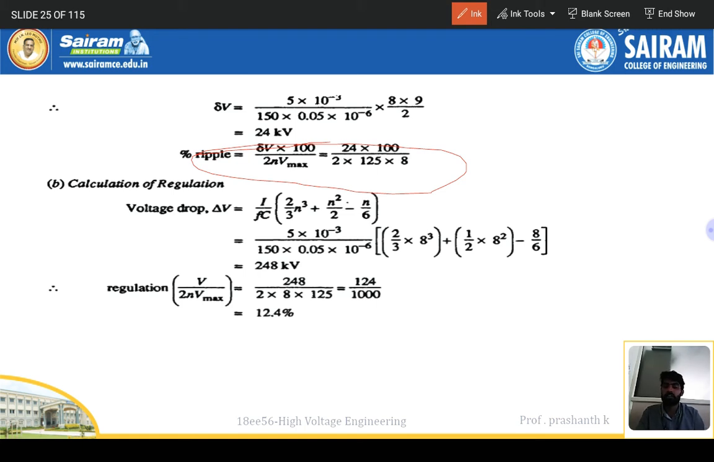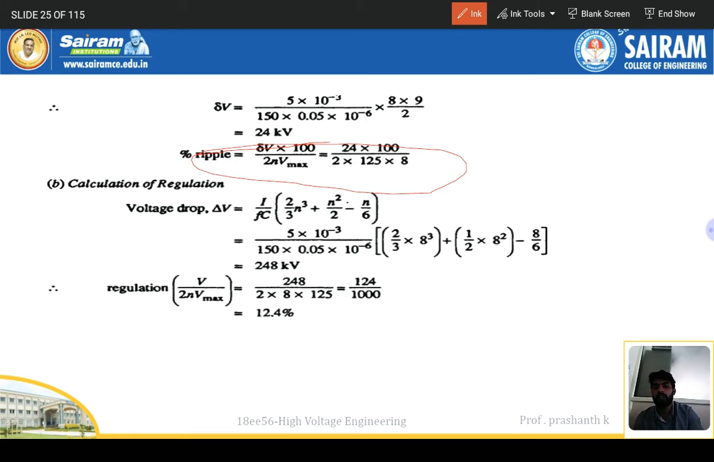Then calculation of regulation. You want the voltage drop, right? Delta V is I by fC into 2 by 3 n cubed plus n squared by 2 minus n by 6. Just substitute the values, and you will get the voltage drop as 5 into 10 raised to 3 divided by 150 into 0.05 into 10 raised to minus 6. Finally, we get 2 by 3 into 8 cubed, plus 1 by 2 into 8 squared, minus 8 by 6. So we substitute n equal to 8.